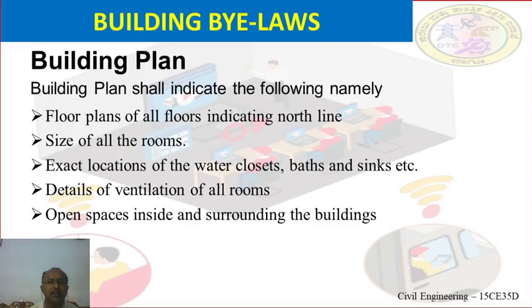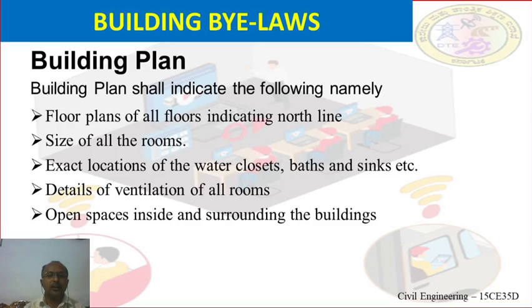These details are indicated in the building plan. Let us discuss one by one. Floor plans of all floors indicating north line. In case of multi-storey buildings you will have a number of floors, so each floor plan must be drawn to a scale, and the building plan contains the plans of all the floors, not only a single floor if you are constructing more than one floor.